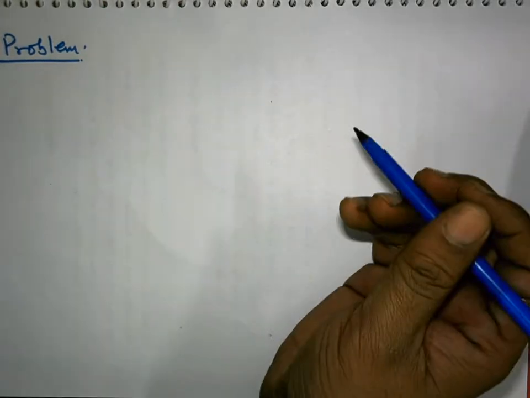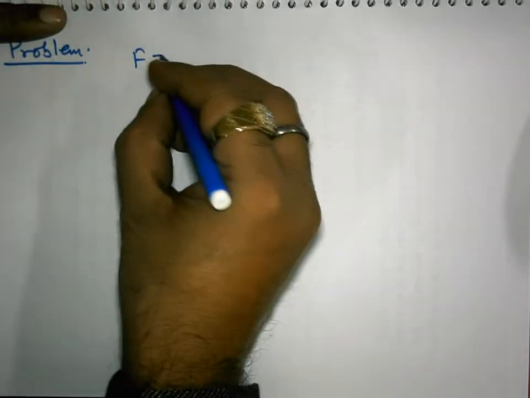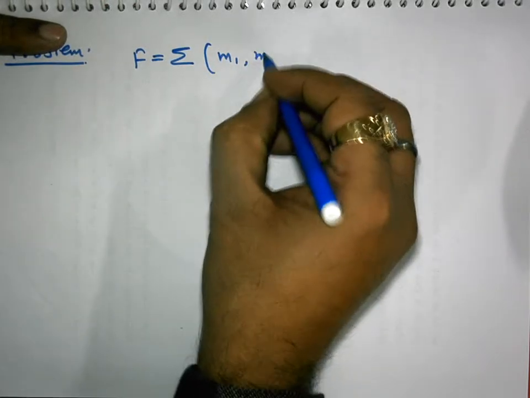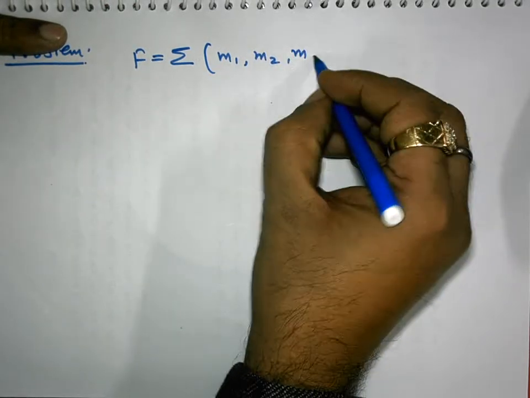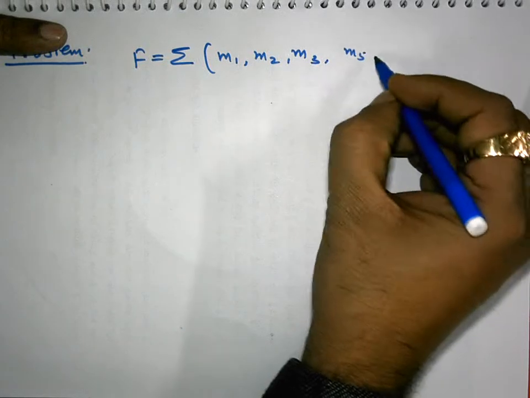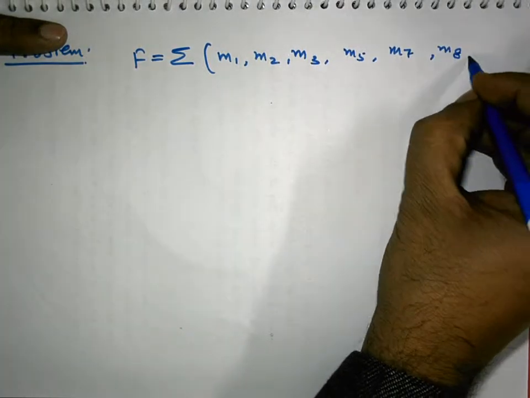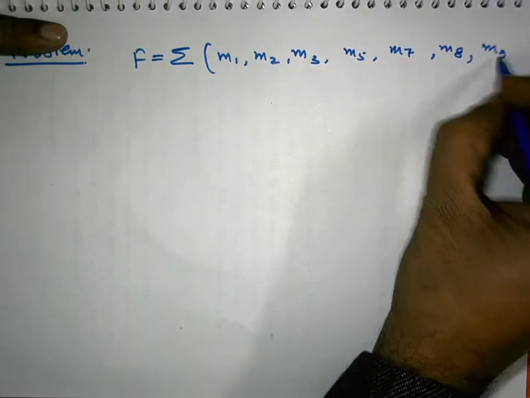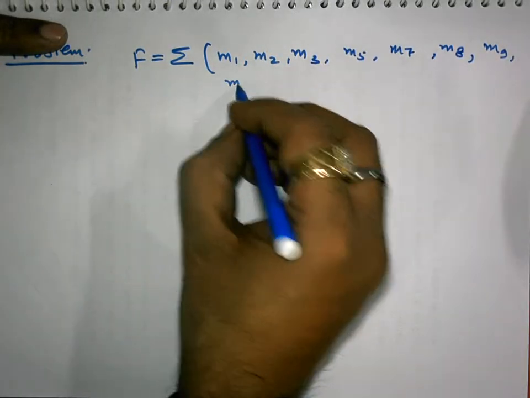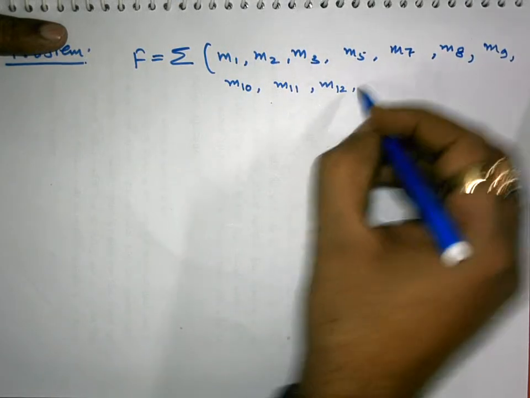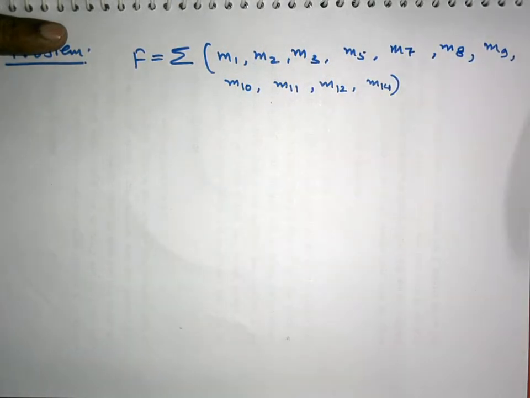So let us start with a K-map reduction problem. Suppose we have a function of min terms m1, m2, m3, m5, m7, m8, m9, m10, m11, m12, m14.